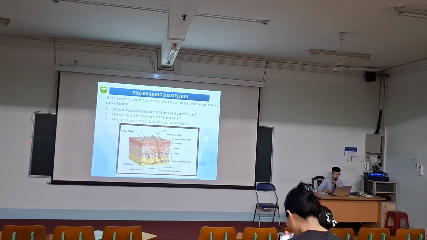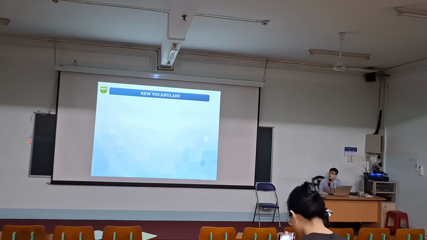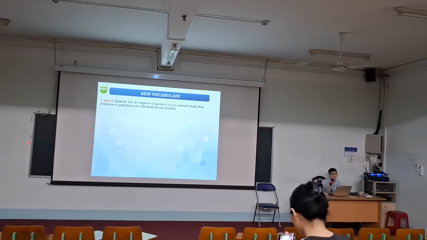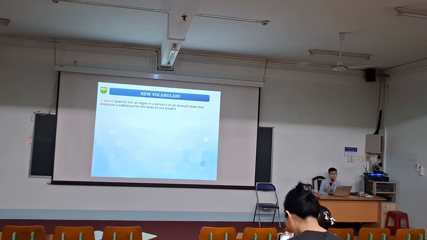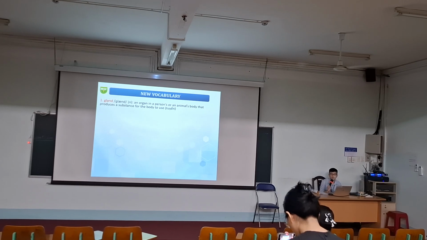Okay. So now let's start with the lesson. New vocabulary, step by step. The first word I have for you is gland. It's an organ in a person or an animal's body that produces a substance for the body to use. Our body has many glands. Today, what we're going to talk about is the integumentary system, which includes sebaceous gland and sweat gland.